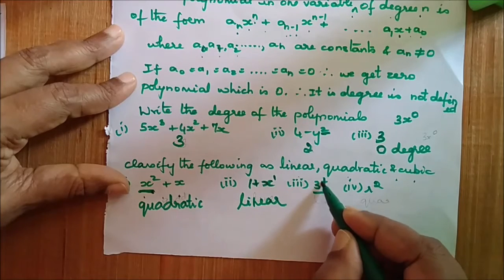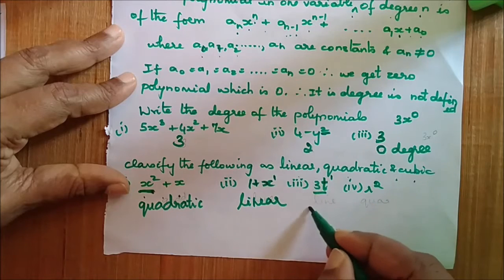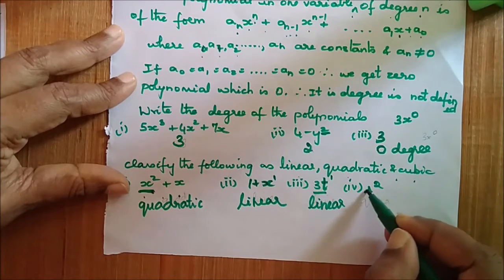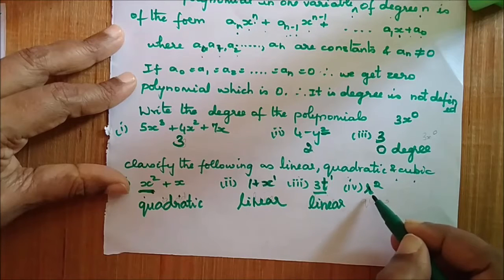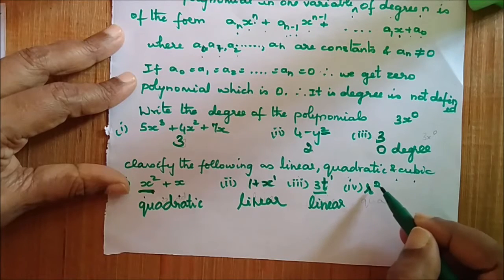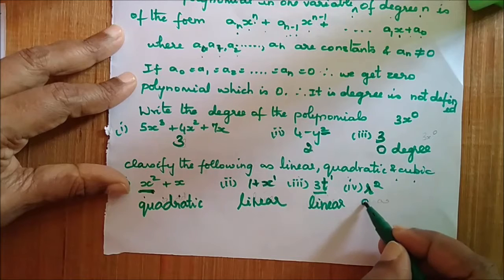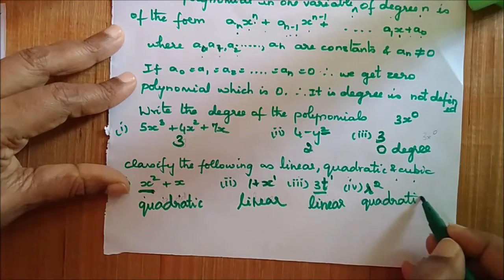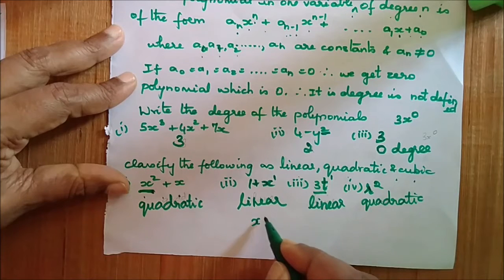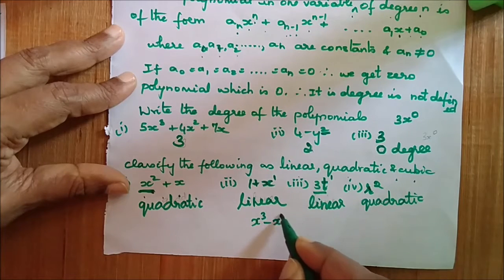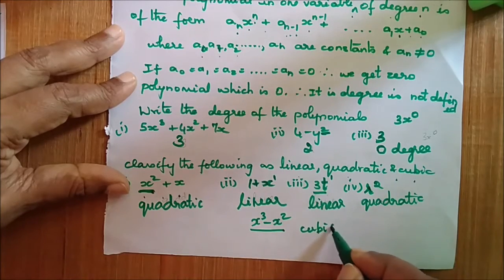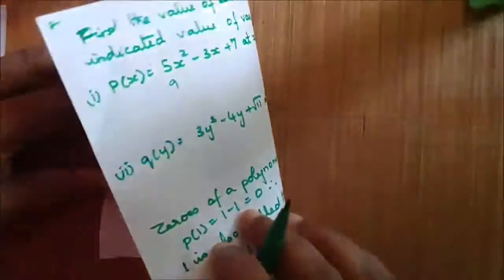3t. t is the variable. The power of t is 1. So this is a linear polynomial. r squared. So r is the variable. This is a polynomial in the variable r whose power is 2. So this is a quadratic polynomial. I hope you get it. Similarly, if I write 3x cubed minus x squared, what is the kind of polynomial? This is a cubic polynomial. I hope you understood this.